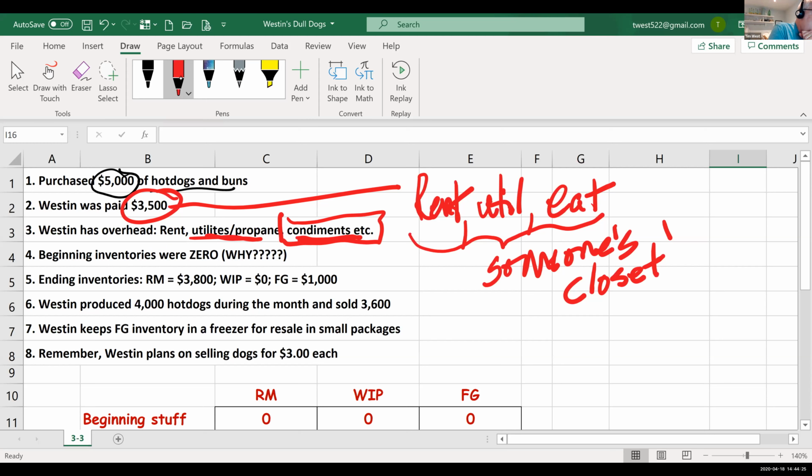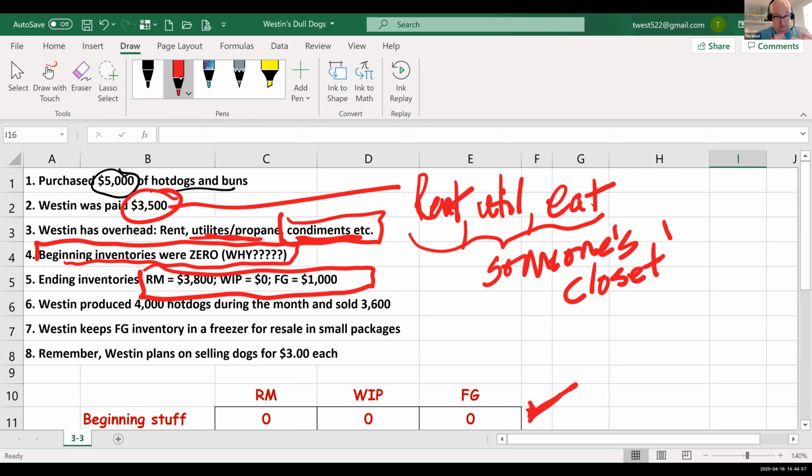Beginning inventories, in this case, are all going to be zero, and the reason is that Weston is just getting started. So all the inventories start at zero. If you've got a company that's been going for a while, they won't have zero beginning inventories. But as Weston's getting started, he has to start from the ground up, so there's nothing there. At the end, we've got some ending inventories. Make sure you distinguish between the inventories for raw material, work in process, and finished goods.